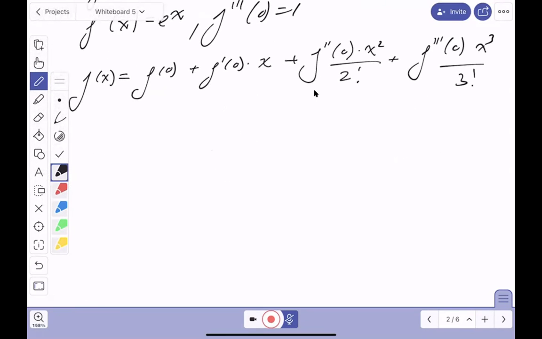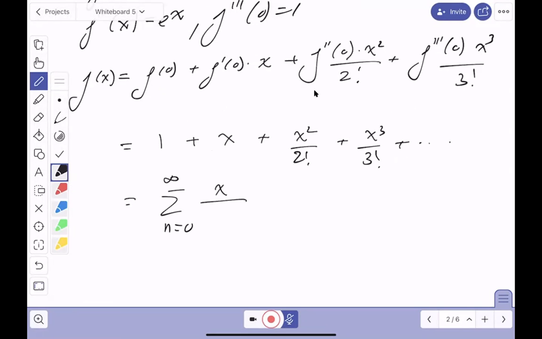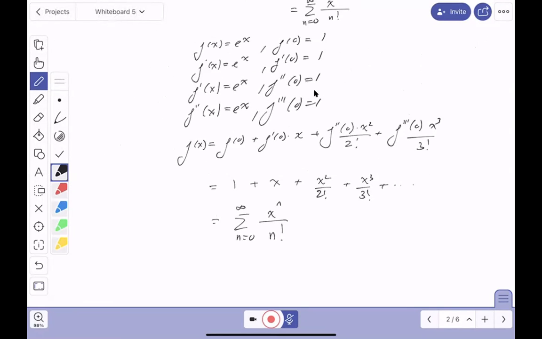What's nice about this is they're really easy to write down. 1 plus 1x plus x squared over 2 factorial, because the f double prime value is 1, plus x cubed over 3 factorial, and so on. Again, the sum we just did before, n equals 0 to infinity, x to the n over n factorial. And it's good for all real numbers.